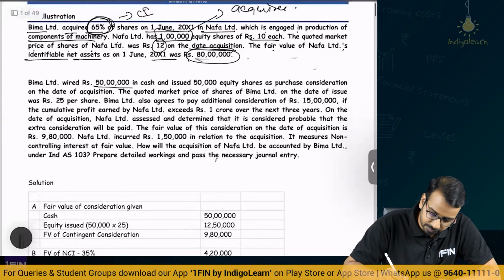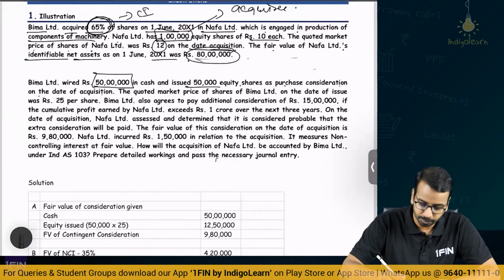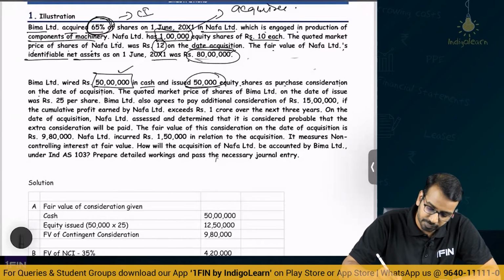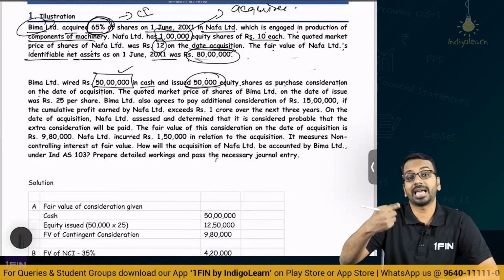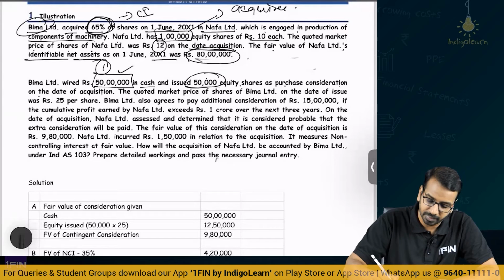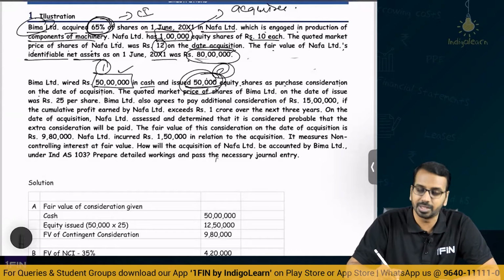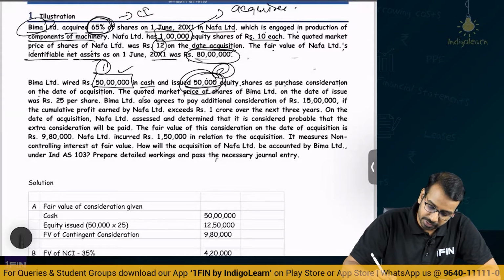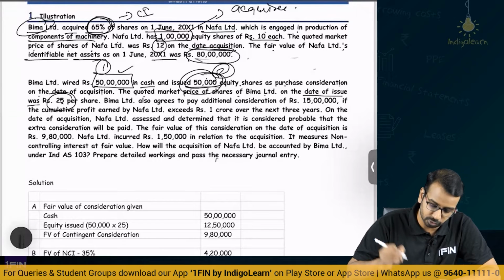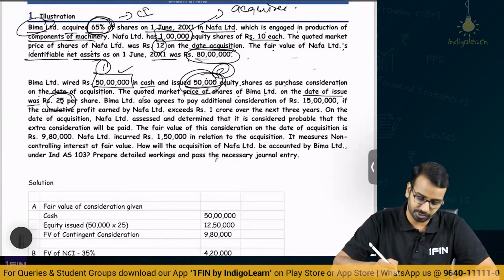Bima Limited wired 50 lakhs in cash and issued 50,000 equity shares as purchase consideration on the date of acquisition. So, 50 lakhs in cash, 50,000 equity shares. Whose equity shares? Bima's equity shares. So, when we calculate purchase consideration, this is the first thing, this is the second thing. Sir, what is the value of this? Fair value. Okay. The quoted market price of shares of Bima Limited on the date of issue was rupees 25. So, 50,000 into 25, that becomes my purchase consideration.